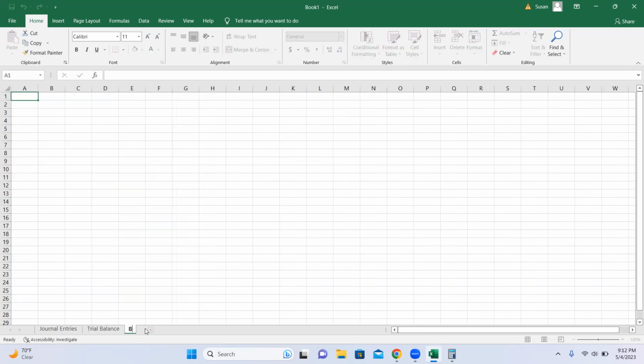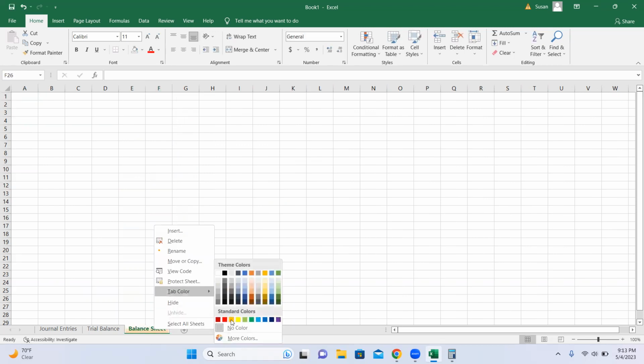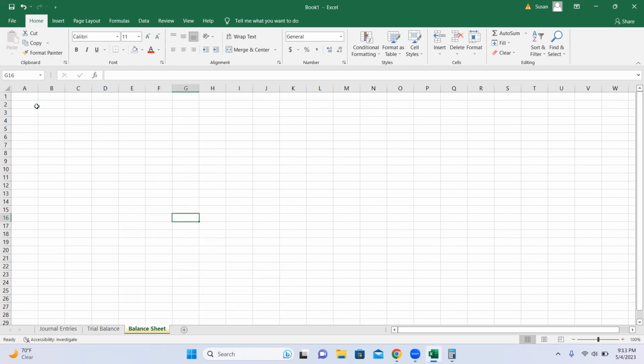So now I'm going to prepare a balance sheet. I'll just color code it. Okay, balance sheet as of January 31st, 2023. The balance sheet is basically the balances of your assets, your liabilities, and your equity.